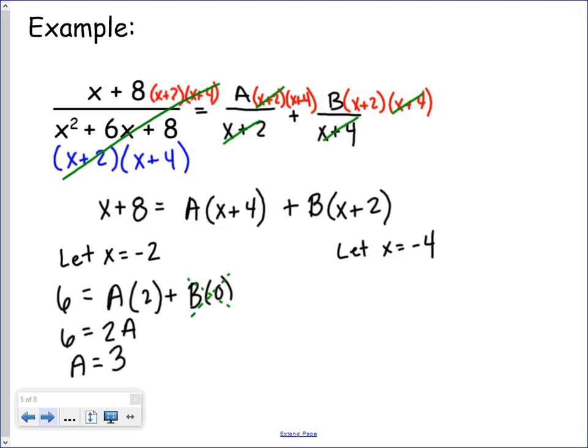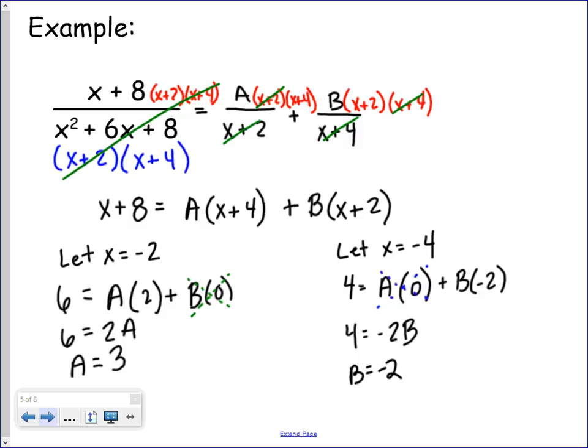Now, I could take that and plug that in with some other x and try to find b, but I could also just do the other 0, right? Let x equal -4, like someone suggested. So now I plug in -4 for all the x's. -4 plus 8 is 4, equals a times -4 plus 4, which is 0, plus b times -4 plus 2. That's -2. The a times 0 is 0, and 0 plus -2b is just -2b. So I have 4 equals -2b, so b is -2.